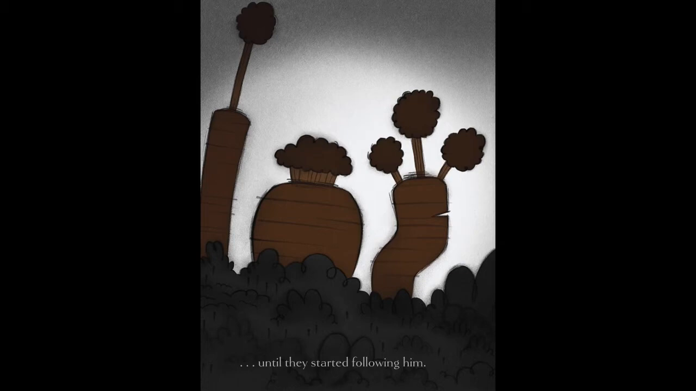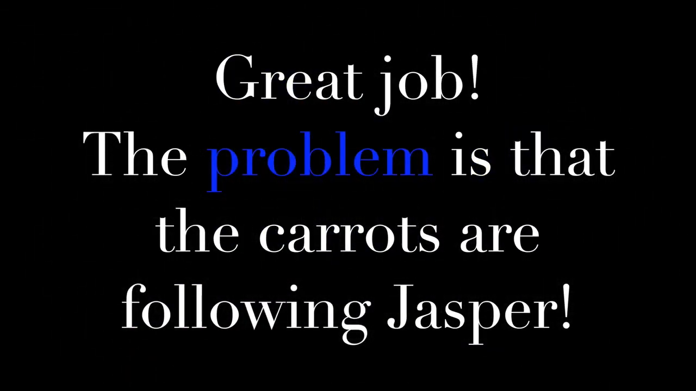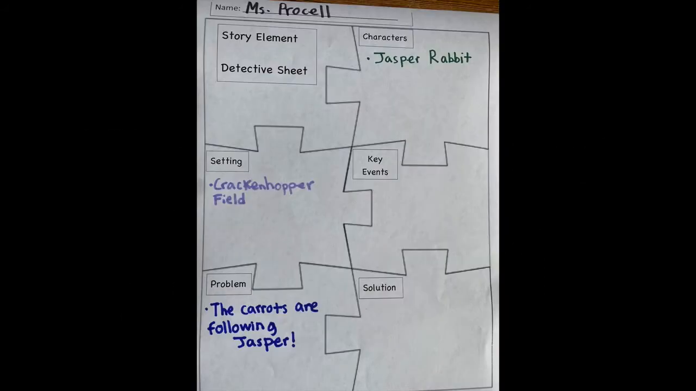I think I see a story element here. How about you? What's the problem? Please pause the video and come up with an educated guess as to what you think the problem is. Great job! The problem is that the carrots are following Jasper. Please fill that out in your worksheet. This is what your worksheet should look like now.